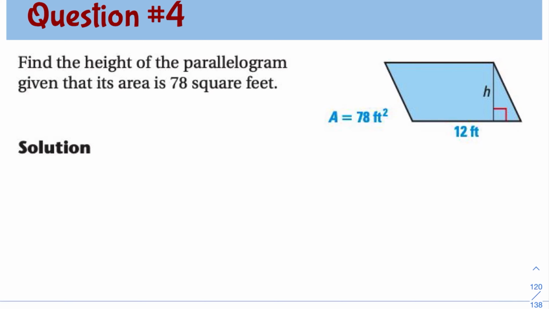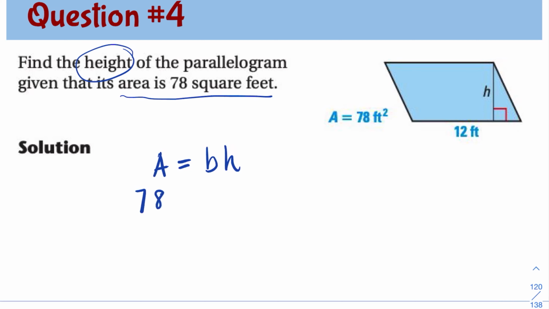Question number 4. Find the height of the parallelogram given that its area is 78 square feet. So here you were asked to find the height, and the area is given and the base is also given. So using the formula area is equal to base times height, we need to plug in the area, which is 78 square feet. The base is 12 and the height is unknown.